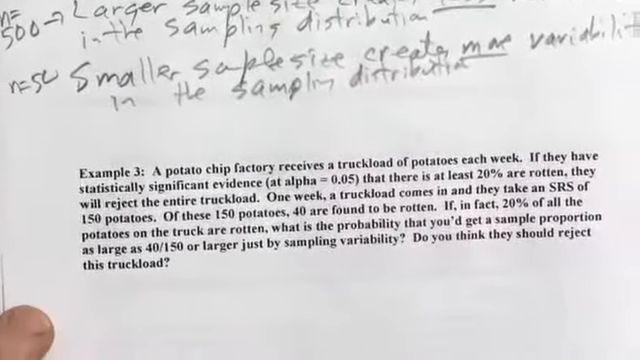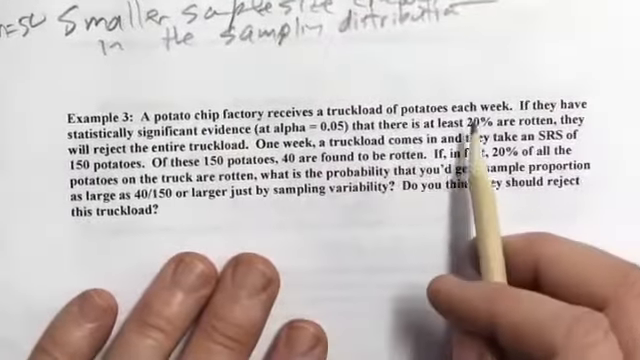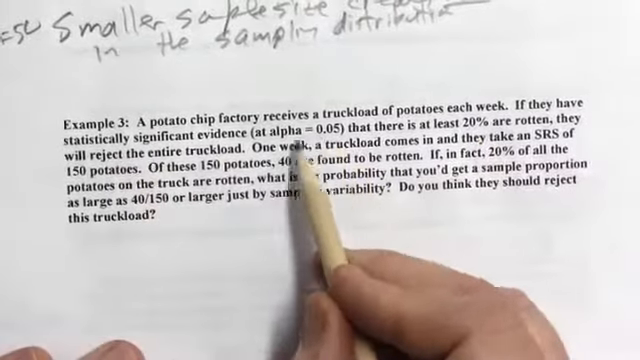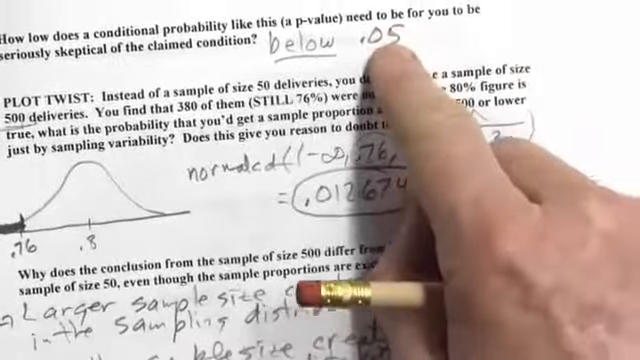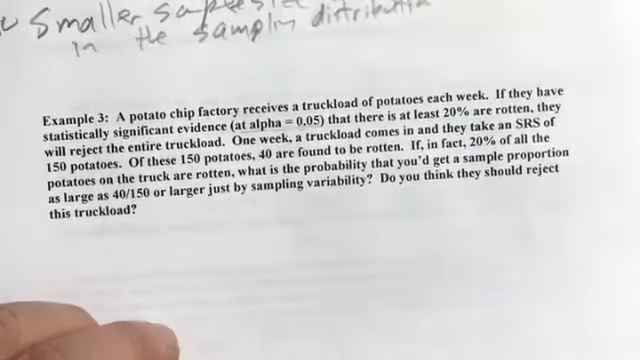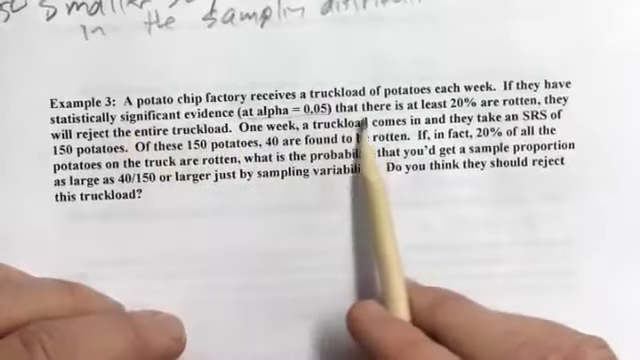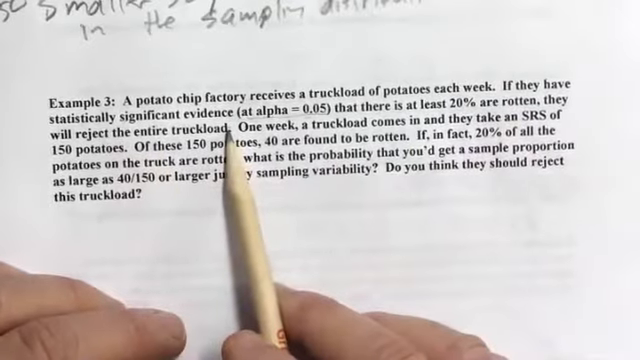Okay, let's look at this example. A potato chip factory receives a truckload of potatoes each week. If they have statistically significant evidence at alpha equal to 0.05, now what that is telling us, as we've talked about up here, is that if our p-value is below the alpha, that's causing us to doubt the claim, or as we're going to say later in the year, to reject the null hypothesis. But anyway, is there statistically significant evidence that at least 20% are rotten? They will reject the entire truckload.